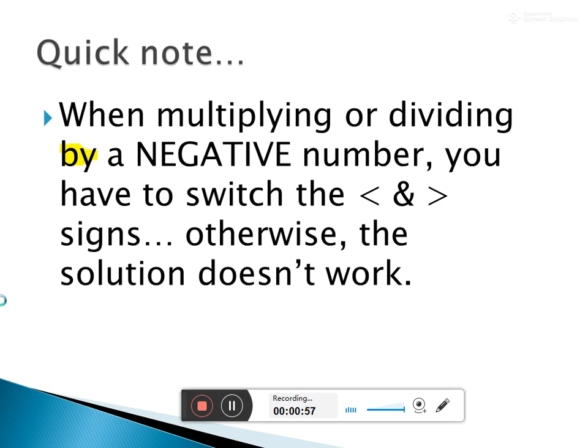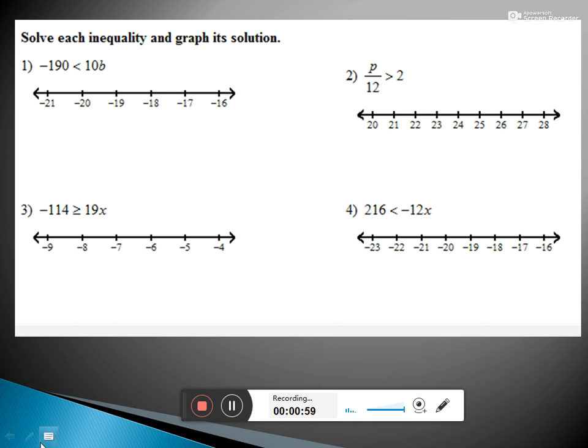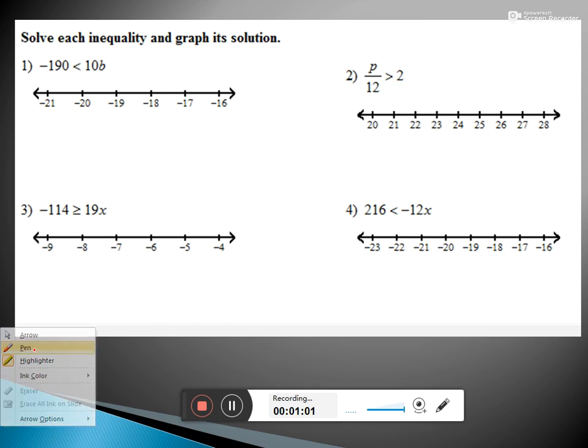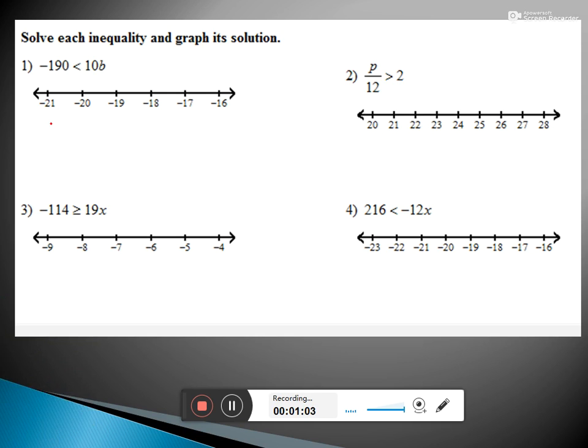All right, so we are going to be working through some of these problems on page 5. And just like before when we did the addition and subtraction, there's not enough room to squeeze all of our work in above the number line, so we're going to rewrite it below the number line. I am using the touchpad on my computer, so please bear with my messy handwriting right now. Okay, so we have negative 190 is less than 10b, right?